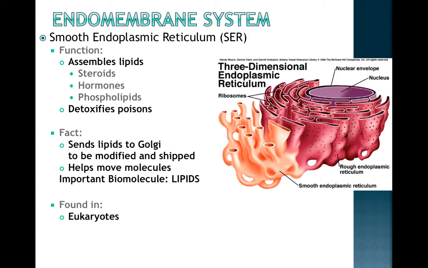Our fact is that it's going to send lipids to the Golgi to be modified and shipped, and it helps move molecules, again, just like its other half, which is the rough ER, so we're helping move molecules. And it's going to be found in eukaryotes.